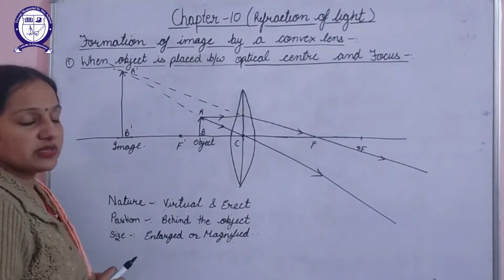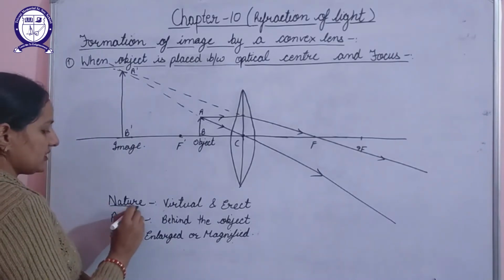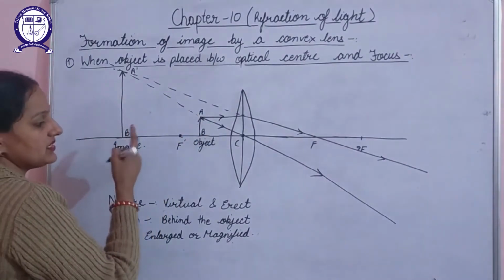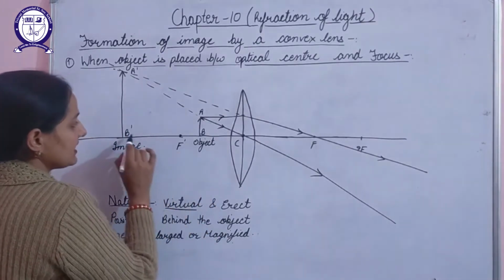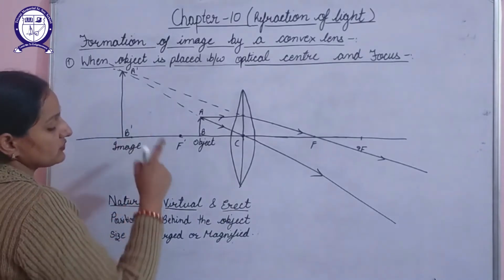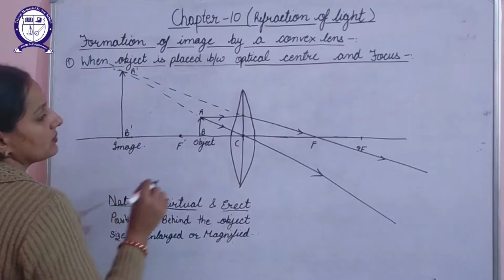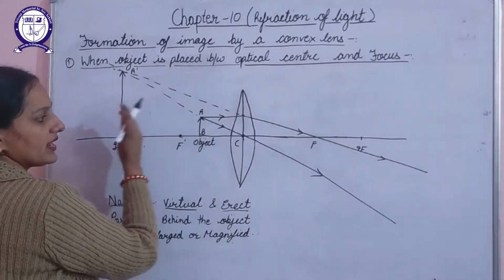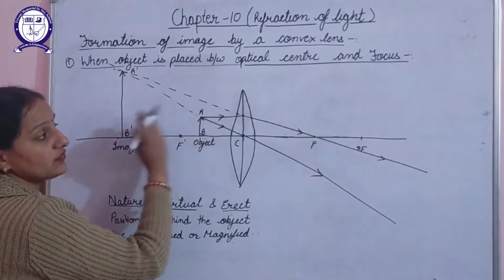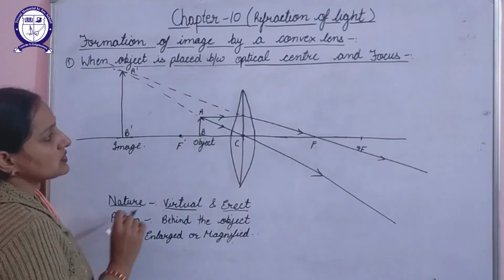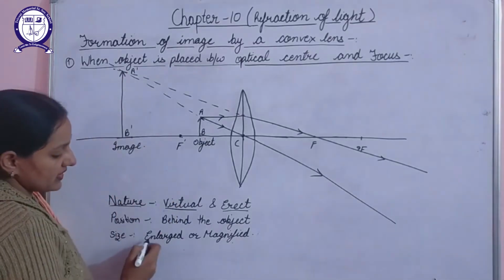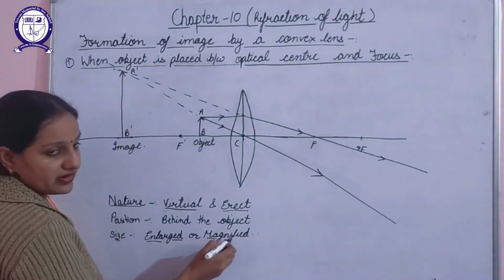If we talk about the nature, position and size of the image, for the nature, here the rays are not actually meeting, it appears as if they are meeting, so the nature of the image will be virtual. As the image is formed above the principal axis, it will be erect. So we can say that the nature of the image formed here is virtual and erect. If we talk about the position of the image, as the image is formed behind the object, the position of the image is behind the object or on the left of the lens. If we talk about size, in comparison to the size of the object, the size of the image is large, so we can say that it is enlarged or magnified.